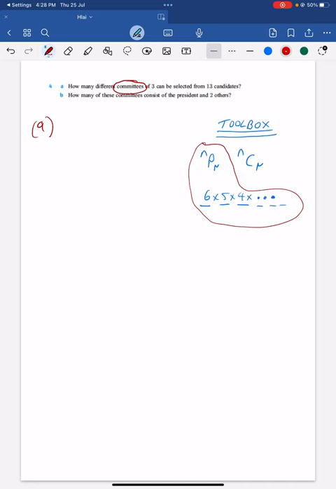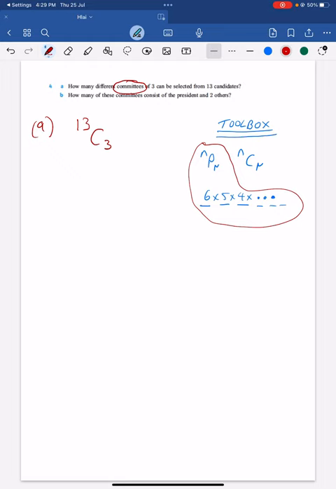Committee. So committees of 3, there's no particular position on the committees, you know, chair, vice chair, head of comms. So it literally is from 13 people, choose 3, right? So how many combinations of 3 people from 13? Now you can reach for your calculator and just type this in as a mathematical operation into your calculator, and out pops the answer.